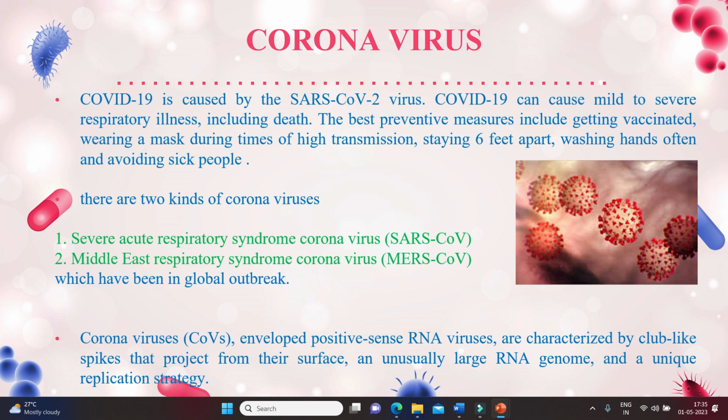So there are two kinds of coronaviruses, SARS-CoV and MERS. That is, severe acute respiratory syndrome coronavirus and Middle East respiratory syndrome coronavirus, which have caused global outbreaks. Coronaviruses are enveloped, positive-sense RNA viruses characterized by club-like spikes that project from their surface, an unusually large RNA genome, and a unique replication strategy.